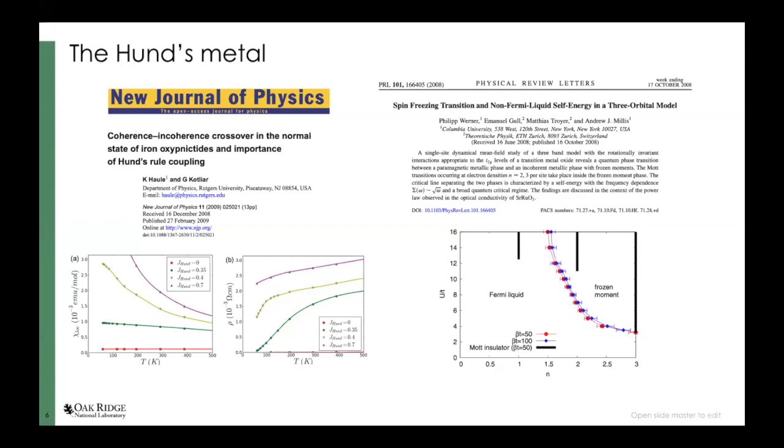The other work is from Philipp Werner and Andrew Millis and their collaborators. Basically, they find what is now called the spin freezing regime, meaning the spin correlator does not go to zero even if you go to very long times. It's not for iron-based superconductors, but it's also a very stimulating picture for seeing a new non-Fermi liquid phase.